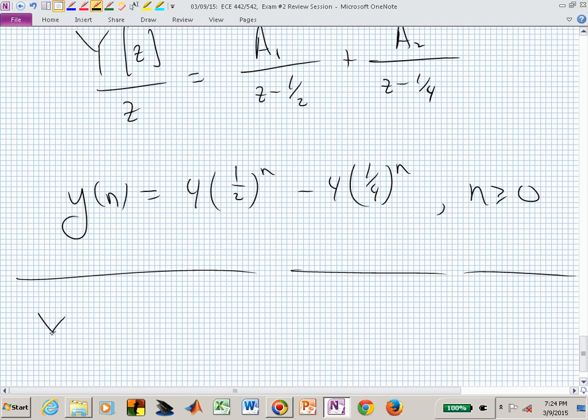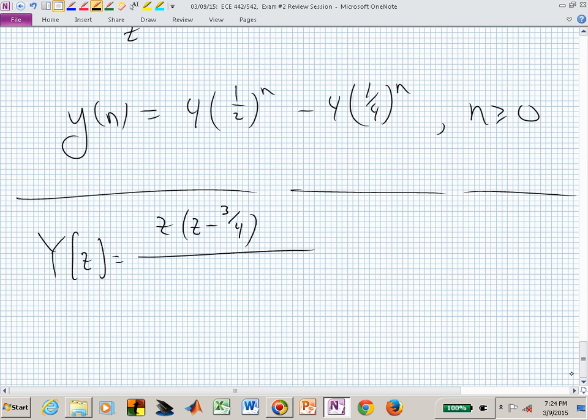Suppose we now looked at Y of z equaling z times (z minus 3/4) over z squared minus 0.5z plus 0.625.